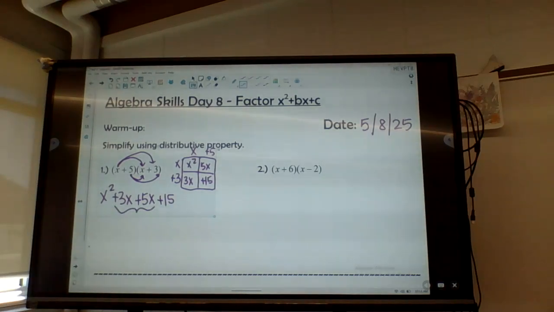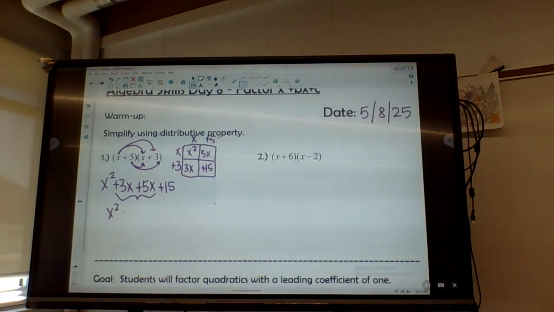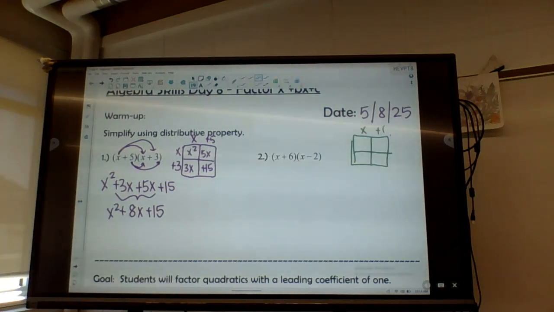We combine those like terms in the middle. Same idea here. Again, it doesn't matter which way you want to do this.